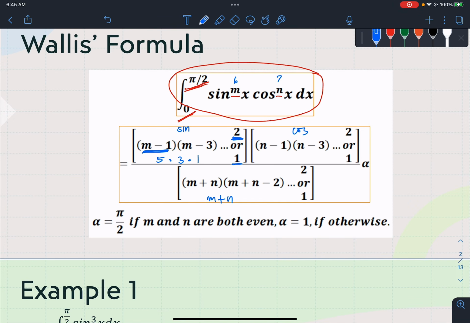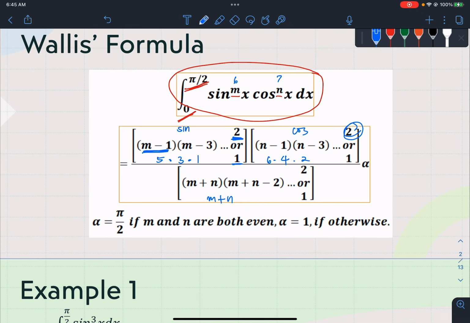So how about for 7? So for 7, that is 7 minus 1, which is 6. And then succeeding, we subtract 2. So 6 minus 2 is 4. Minus 2 is 2. So since it's already 2, we stop there. So we have now the product of 5, 3, 1 and 6, 4, 2. So that is for the numerator.